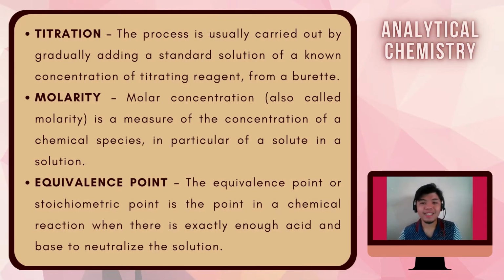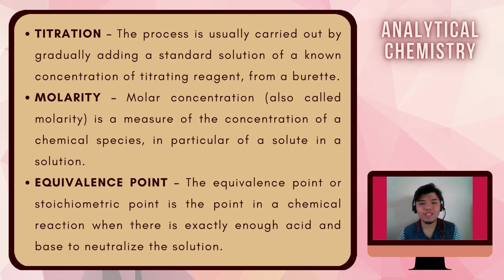Before we expand into the detailed procedure of standardization, let us first identify and define the following terms. Titration. The process is usually carried out by gradually adding a standard solution of a known concentration of titrating agent, or titrant, from a burette. This burette is essentially a long, graduated measuring tube with a stopcock and a delivery tube at its lower end. The addition is stopped when the equivalence point is reached.